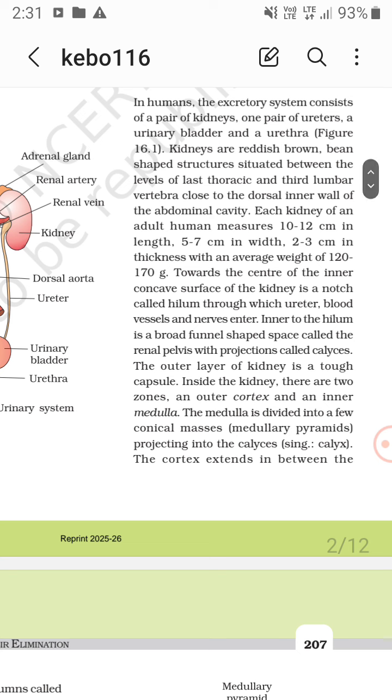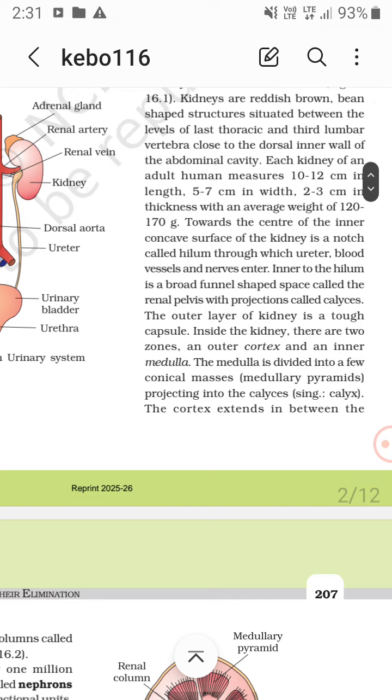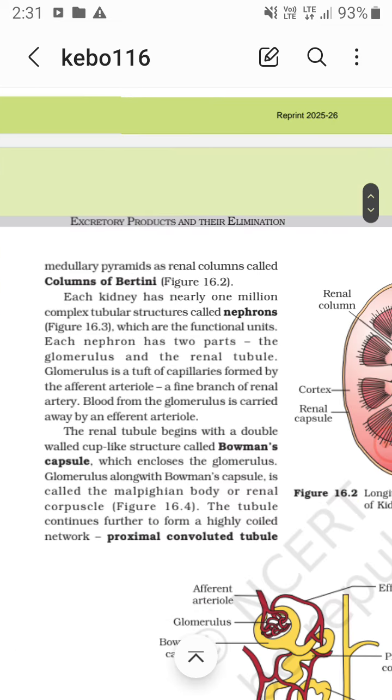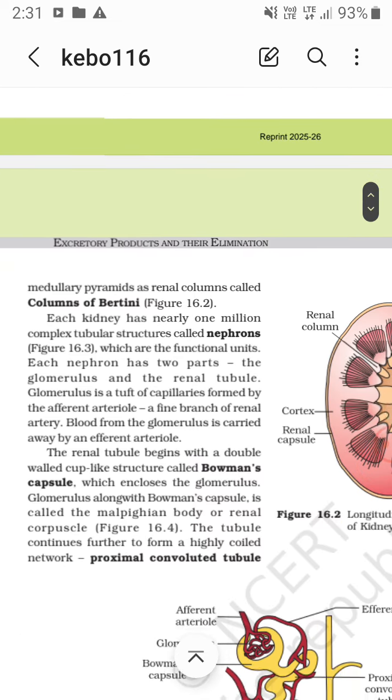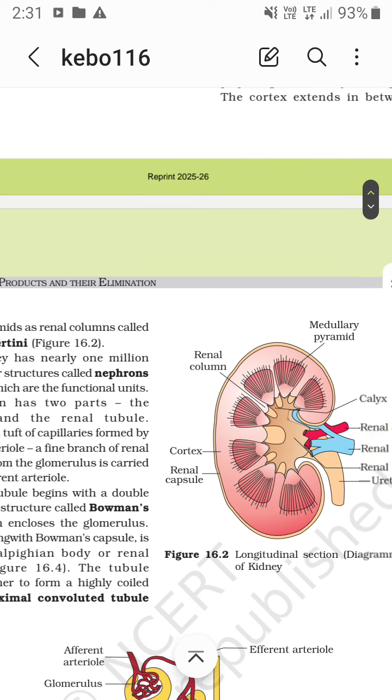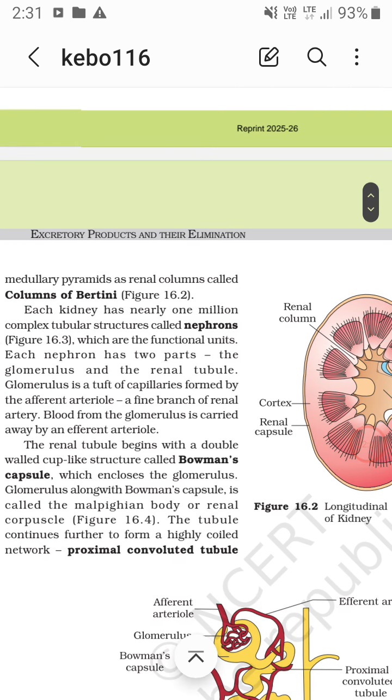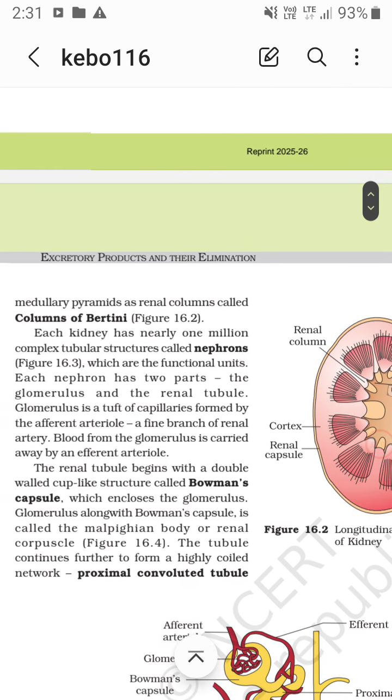Inside the kidney there are two zones, the outer cortex and the inner medulla. The medulla is divided into a few conical masses, that is medullary pyramids, projected into calyces, and the cortex extends in between the medullary pyramids as renal columns. These are the columns of Bertini. Each kidney has nearly 1 million complex tubular structures called nephrons, so these are the functional units.